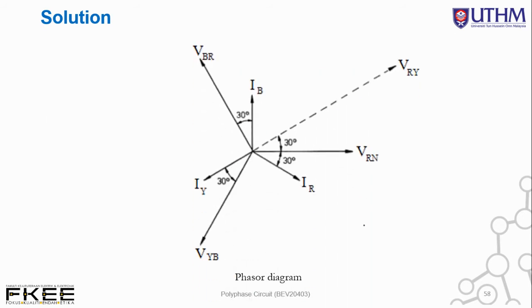And then the phasor diagram looks like this. We have VRN, and IR which lags by 30 degrees. Similarly for IY, which lags 30 degrees compared to VYN, as well as IB and VBN.